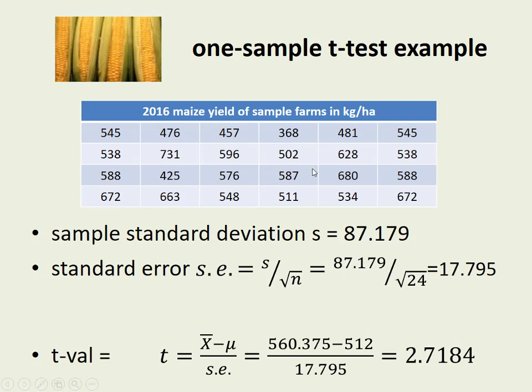The population standard deviation divided by the square root of n. We don't know the population standard deviation, so we use the sample standard deviation. So that's based on these numbers here. This number is estimating the population standard deviation.